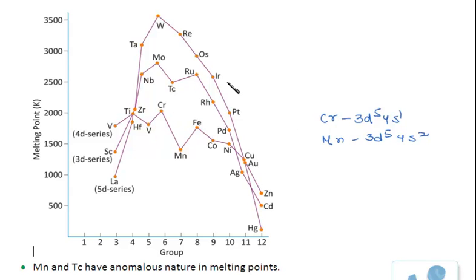So this is the variation of melting points in the transition elements along the period, as well as down the group, that is in the series. So this is 3d series, 4d series and 5d series. So this is all about this session, students. In the next session, we'll be discussing the metallic character, the ionization enthalpy, and also the oxidation state of these elements.